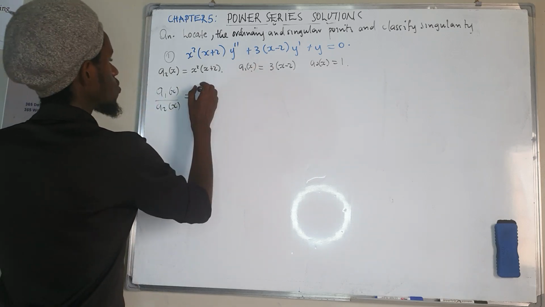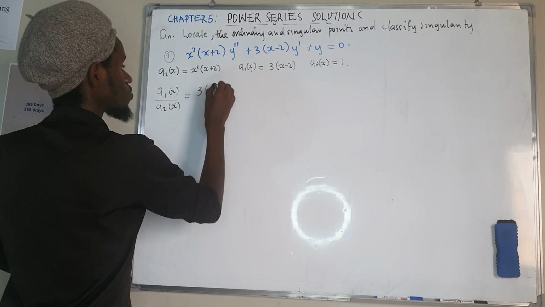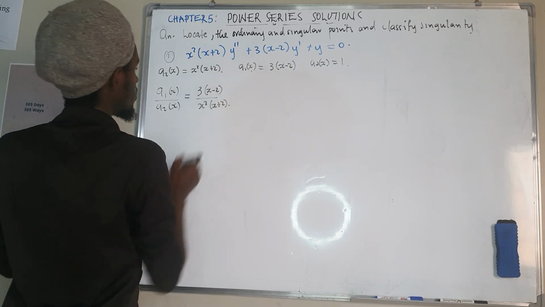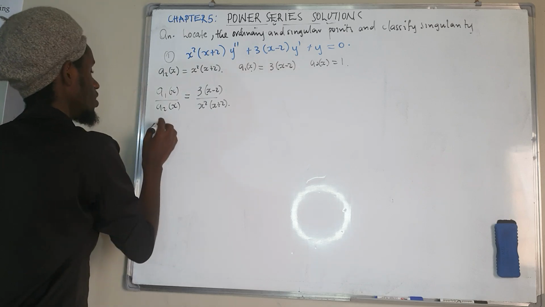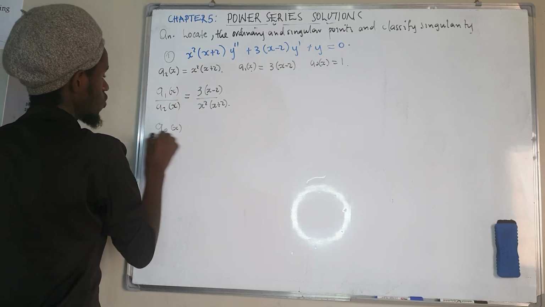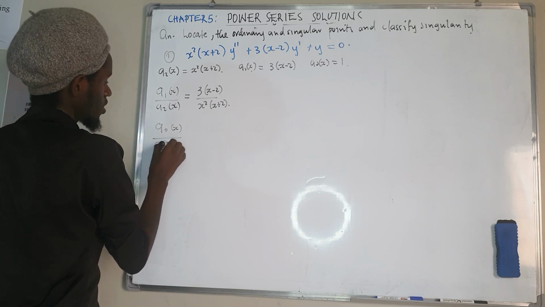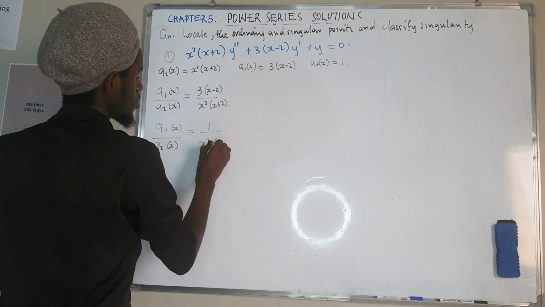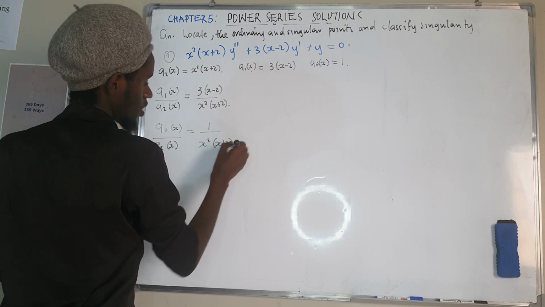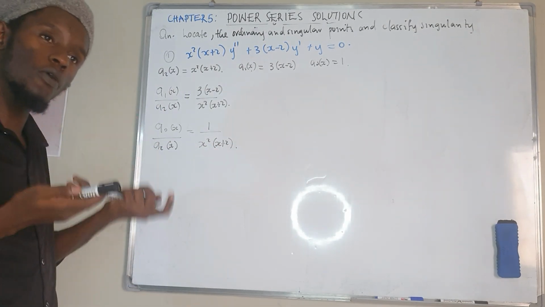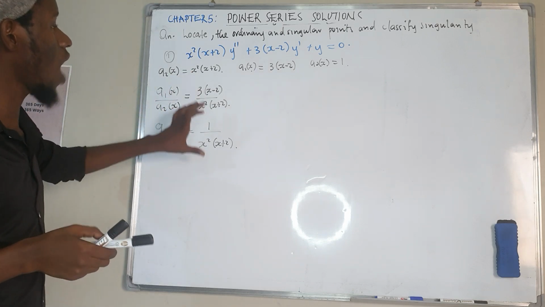I'll have 3x minus 2, then over x squared into x plus 2. And then what is going to be a0? This is going to be a0 of x out of a2 of x, same as having 1 out of x squared into x plus 2.